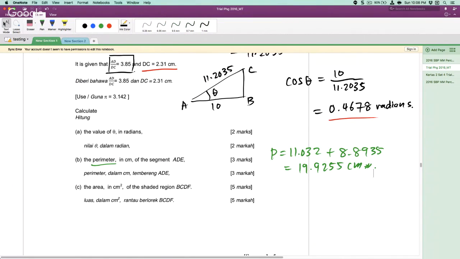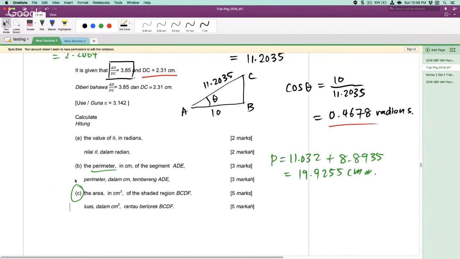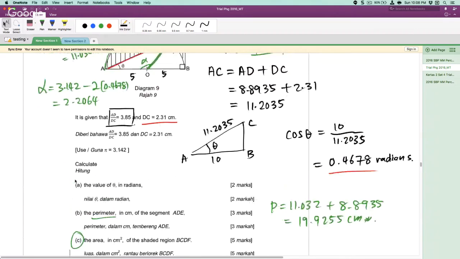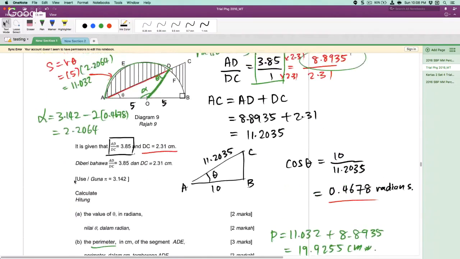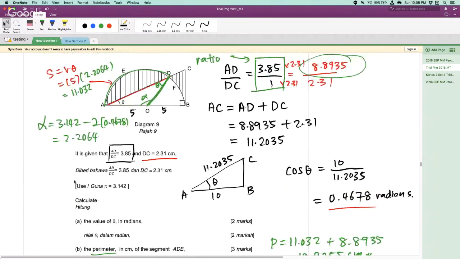Okay, so then we go to part C. They want the area of the shaded region BCDF. Where is BCDF? BCDF should be here, I mean this area. So they are looking for that area. Let me think. Just now we already separated like this, isn't it? This one should be 2.2064.